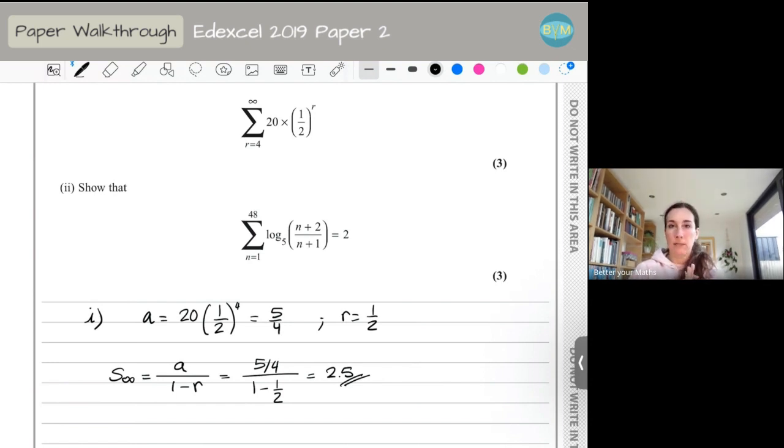Just applying the formula, nothing complicated. The first term is when r is 4, not when r is 0 or 1, because that's when I'm starting to add my terms.